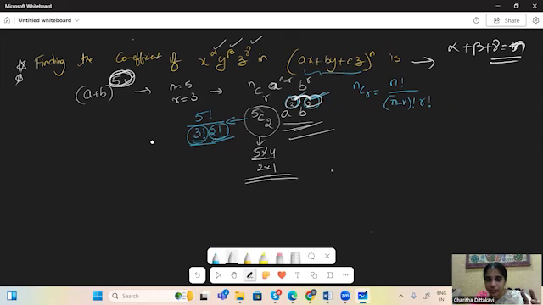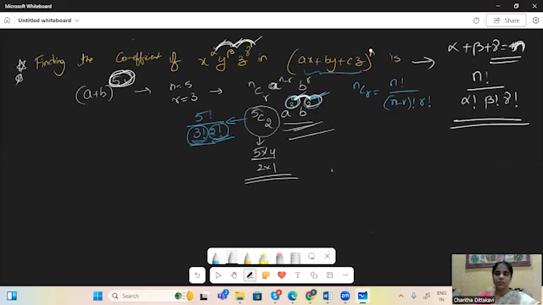So I should have the condition like alpha plus beta plus gamma. When I add these 3, I need to get n. Hence, my coefficient will be n factorial by, obviously, alpha factorial, beta factorial into gamma factorial. That is the formula which I have derived just using this. So this is nothing but 5 factorial by 3 factorial into 2 factorial.